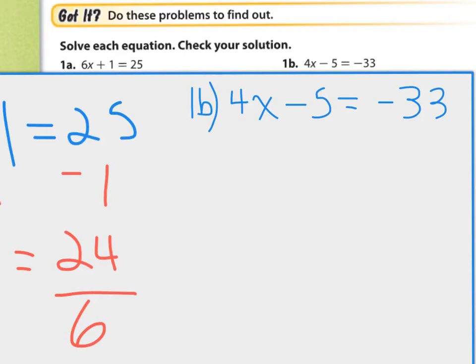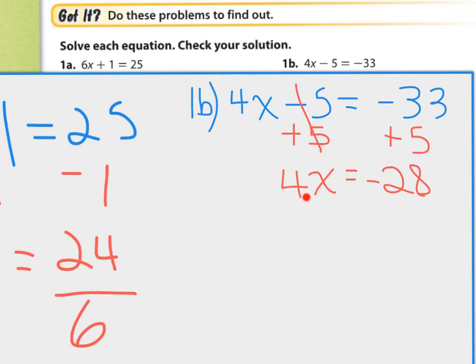1b, 4x minus 5 equals negative 33. Let's do reverse order of operations and get rid of the subtraction first. So now we're going to use the addition property of equality. To get rid of minus 5, we have to add 5, and it brings it to 0. So that's gone. And whatever you do to one side, you must do to the other side. Negative 33 plus 5 makes it negative 28. And I still have my 4x on this side.